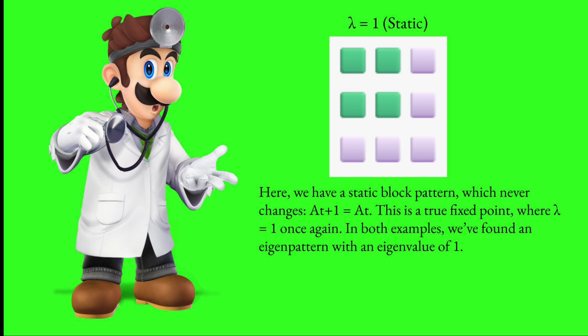Here we have a static block pattern that never changes. A of t plus 1 equals A of t. This is a true fixed point, where lambda equals 1 once again. In both examples, we've found an eigenpattern with an eigenvalue of 1.